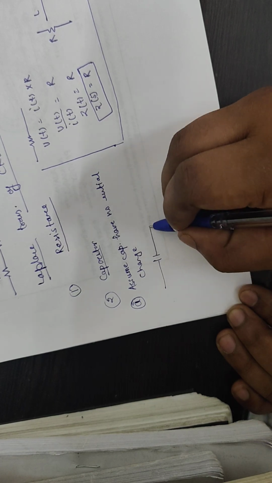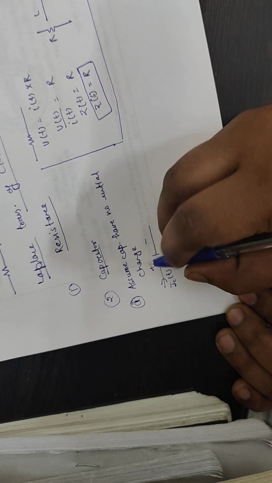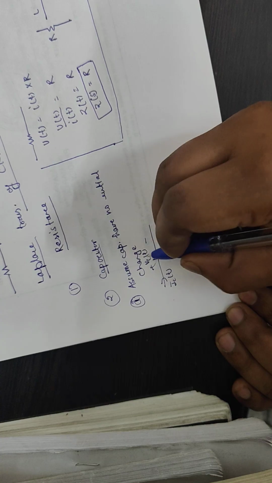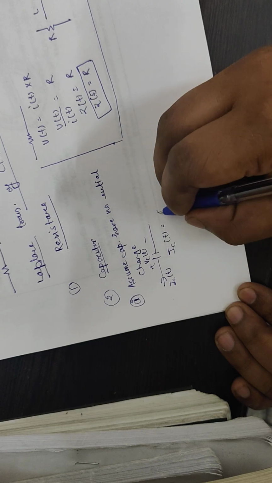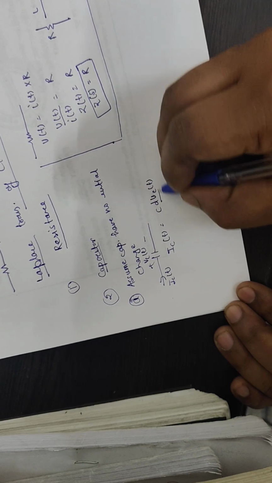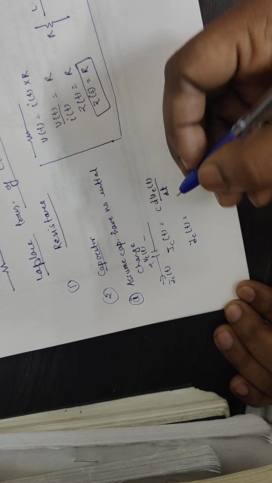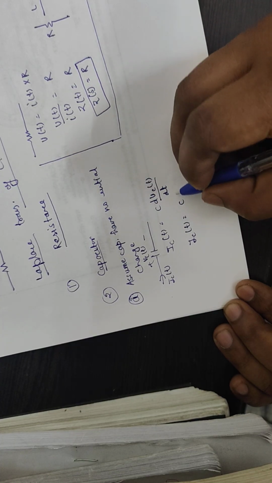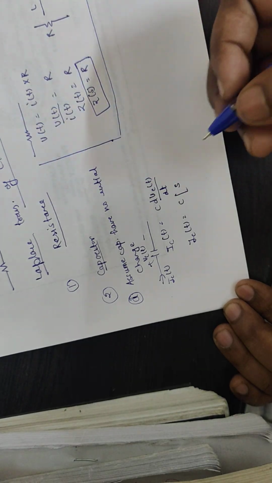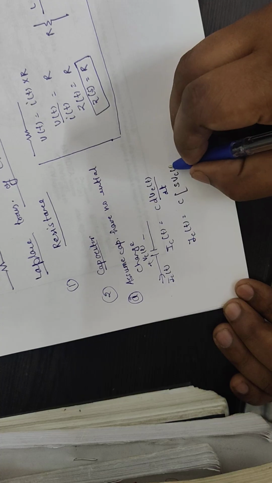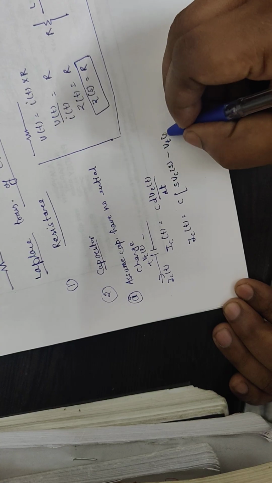So one capacitor is there, and the current I of C is going in the capacitor, and there is some voltage V of C of t. What will the current in this capacitor be? It is C into dV by dt. What is the Laplace of dV by dt? It is the differentiation of voltage, so the Laplace of that is S into Vc(s) minus V(0).